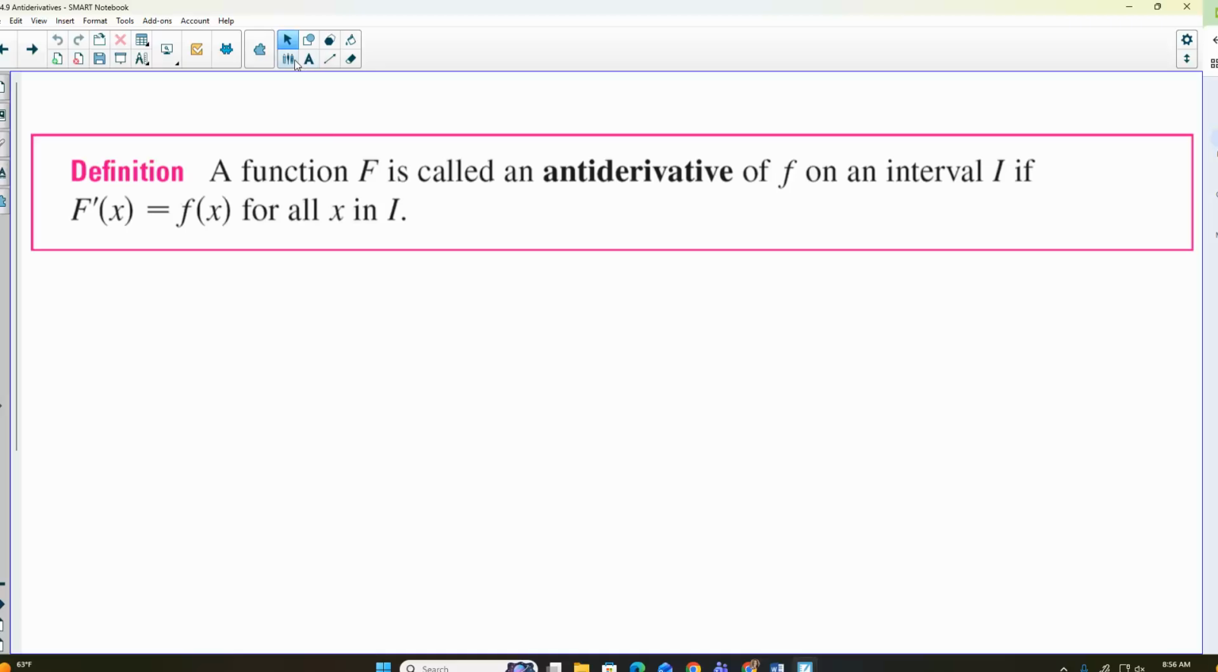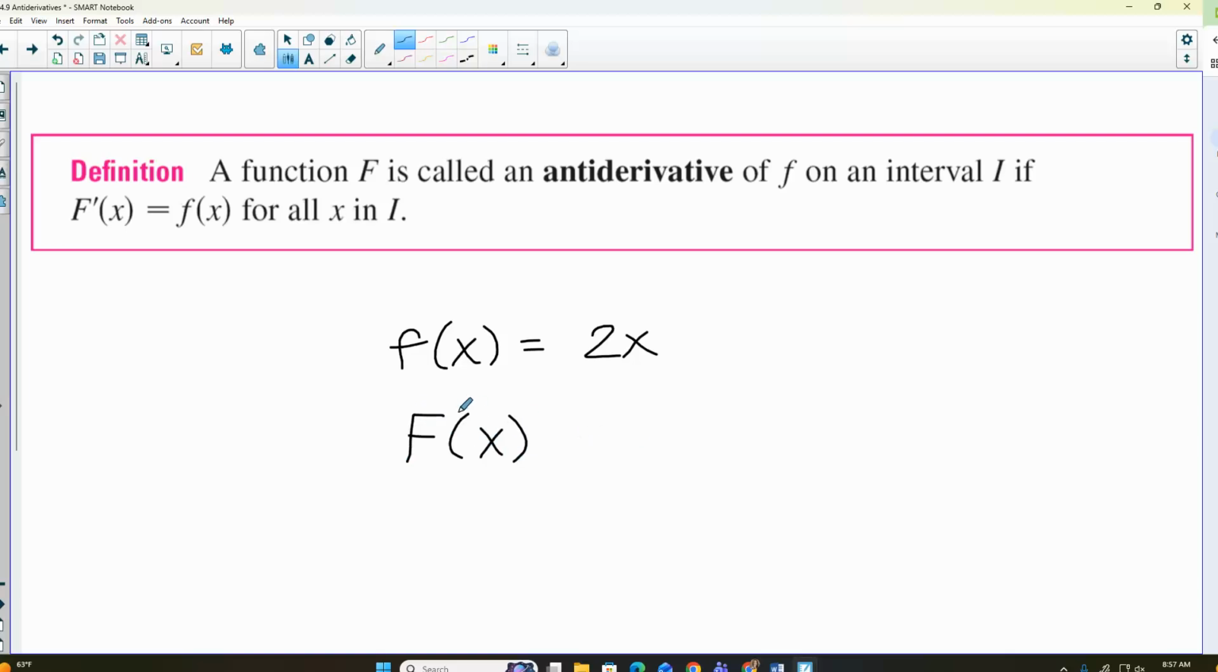Notation-wise, sometimes you'll see capital F for an antiderivative, and it's just the function that came before. So if I have a function like f of x equals 2x, the antiderivative is saying what was my function so that when I did the derivative, I got 2x for my answer. Do you know what that would be? x squared. The antiderivative of 2x is x squared.